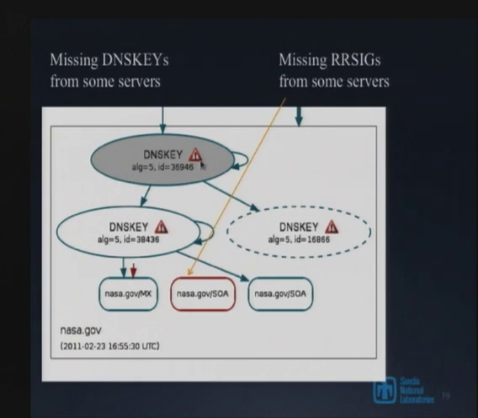The warning symbol on the DNSKEY means that only some of the servers are serving that particular key, and also that some of the servers aren't serving signatures. So down here, this red one, you can't see it very well, but it's actually a dashed line, which is meant to represent that some of the servers aren't serving the signatures like they should. So of course, the validating resolver that hits that is not going to have the signatures to validate it.